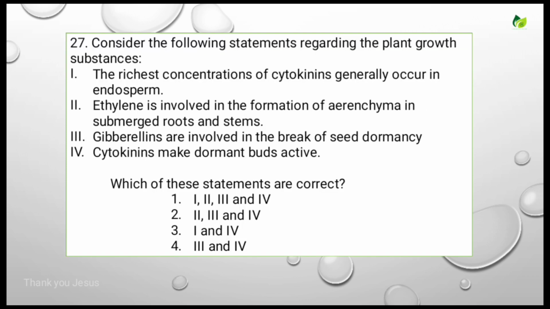Consider the following statements regarding the plant growth substances. Options are the richest concentrations of cytokinins generally occur in endosperm. Ethylene is involved in the formation of parenchyma in submerged roots and stems. Gibberellins are involved in the break of seed dormancy. Cytokinins make dormant buds active. So among these, you have to pick which statements are correct. So I'm going to reveal the answer. Gibberellins are involved in the break of seed dormancy. Cytokinins make dormant buds active. These two statements are correct. That's why the fourth option is the correct one.